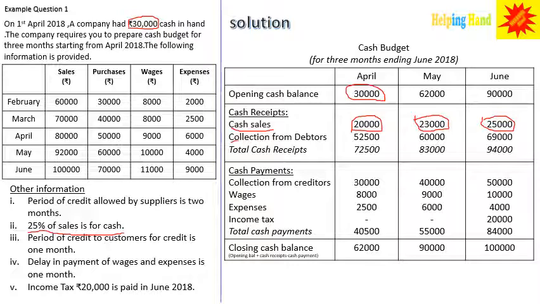Collection from debtors is the next part. We have seen the period of credit to customers for credit is 1 month. So of 70,000, 75% will be paid in the month of April, which is 52,500. If you calculate, you'll get that amount. The same thing goes here.